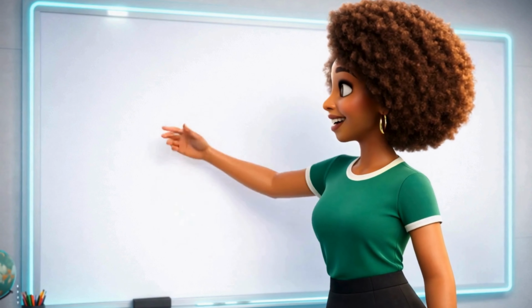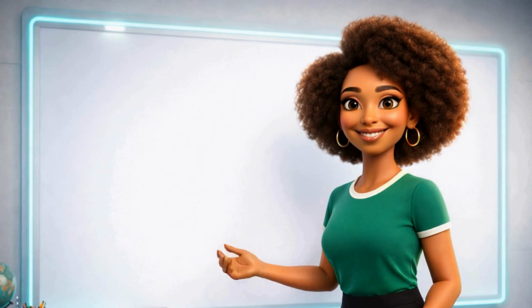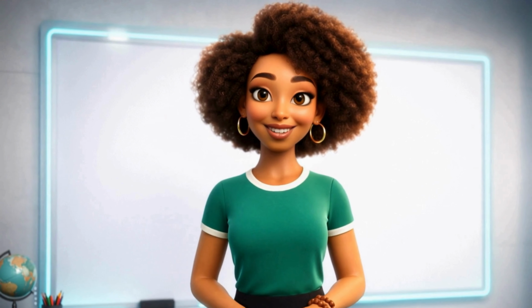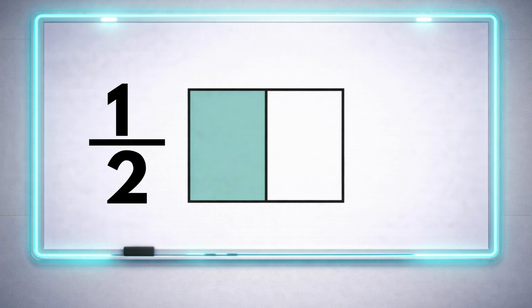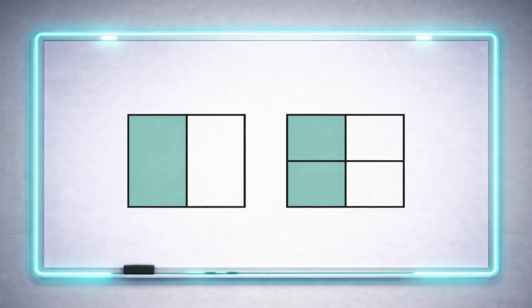Wait, how can 1/2 turn into 2/4 and still mean the same thing? Did the fraction grow, or did we just change how we're looking at it? Equivalent fractions look different, but they represent the same amount. This is 1/2, and this is 2/4. They cover the same space.